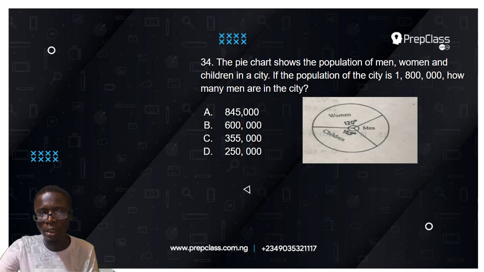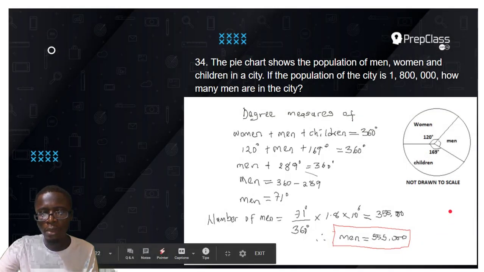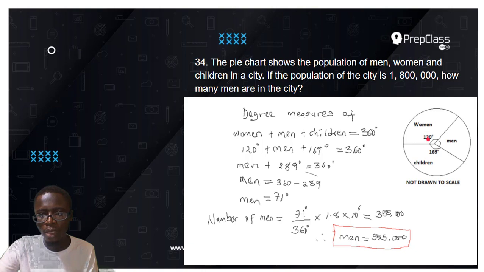Proceeding to question number 34, it says the pie chart shows the population of men, women, and children in a city. If the population of the city is 1.8 million, how many men are in the city? For this question, we need to get the degree equivalent of all the components. Fortunately, we were given all but one, which is men. The sum of all the degree measures is 360, because angles at a point give you 360 degrees.